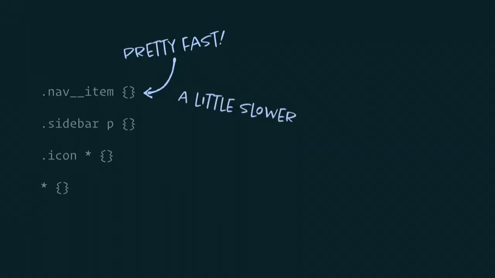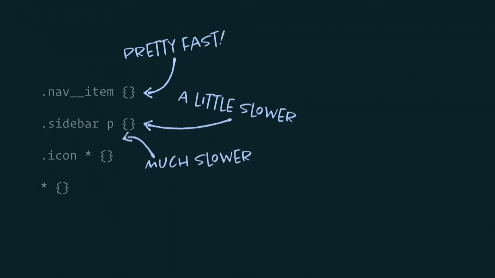By comparison, something like sidebar P is a little slower because the browser finds every P element in the page and then checks if any of them live anywhere inside a sidebar. There'll be a lot of false positives there. There'll be a lot of things that don't live in a sidebar but are a P, so it'll probably select maybe 100 elements, and maybe only 3 elements end up matching. So you'll get a lot of waste there.